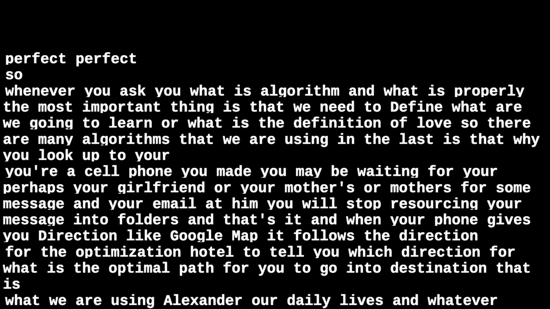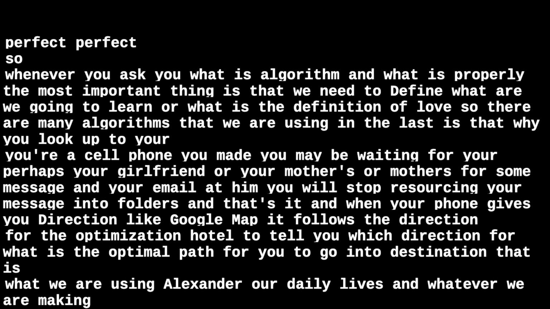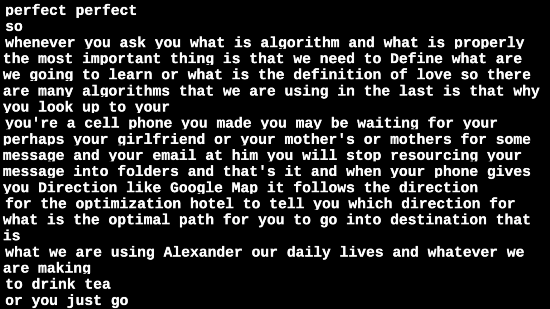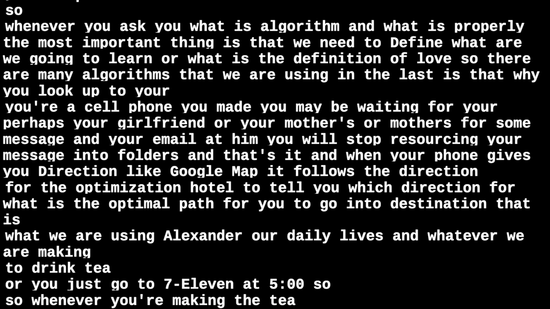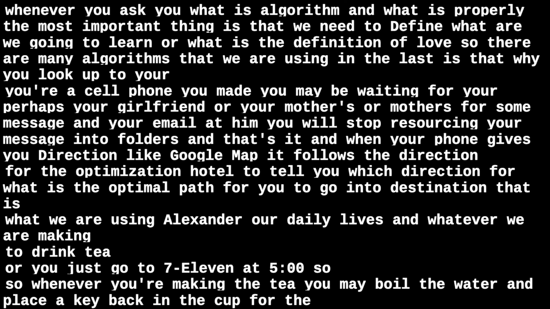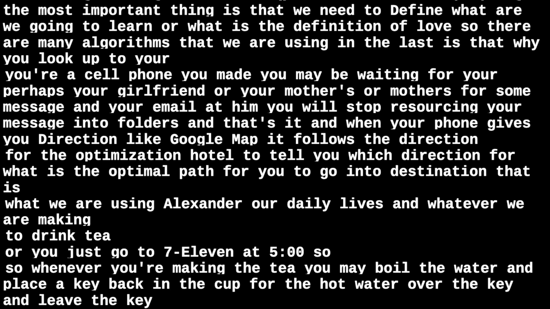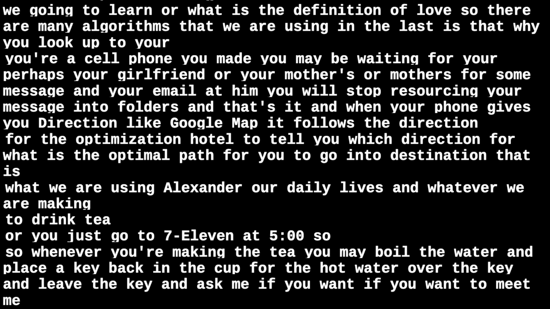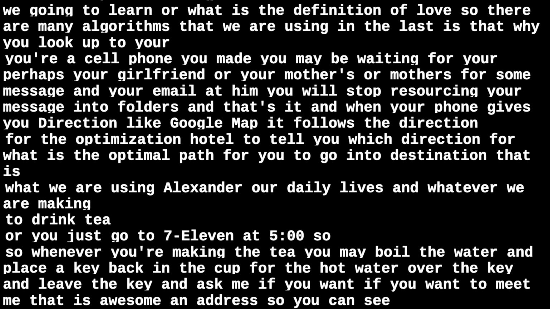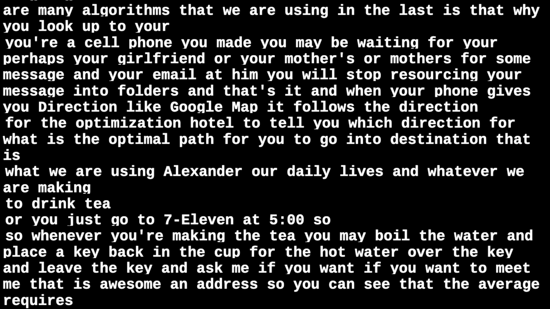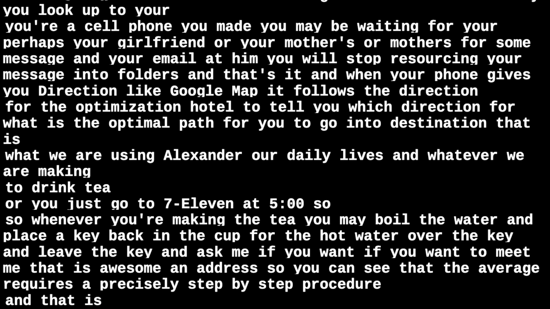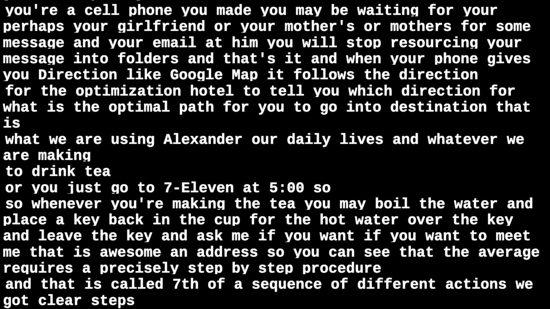And whenever we are making tea, do you drink tea? Or do you just go to 7-Eleven to buy it? Whenever you're making tea, you may boil the water and place a tea bag in the cup, pour the hot water over the tea and steep it, and add milk if you want milk tea. That is also an algorithm. So you can see that an algorithm requires a precise step-by-step procedure, which is a sequence of different actions. We have clear steps and decisions based on different conditions.